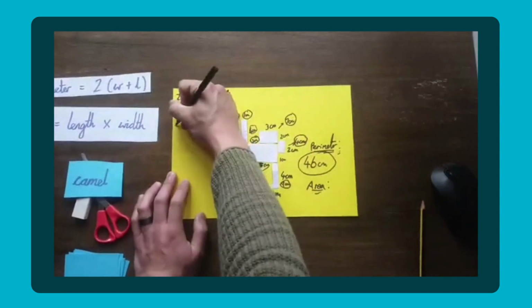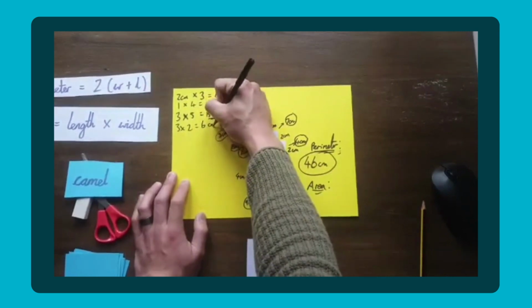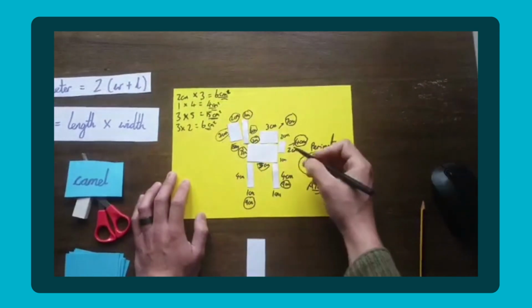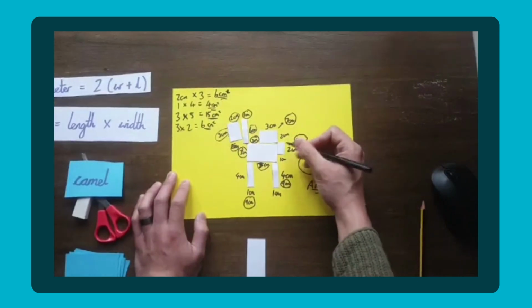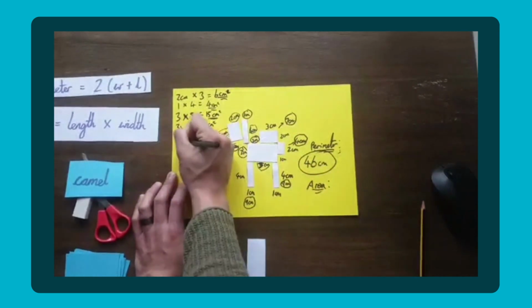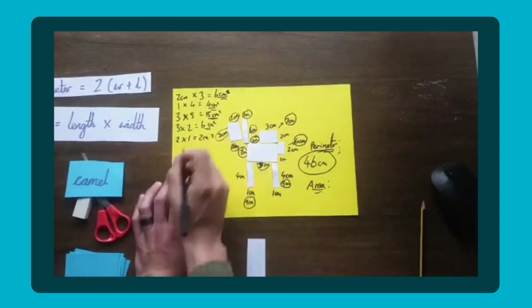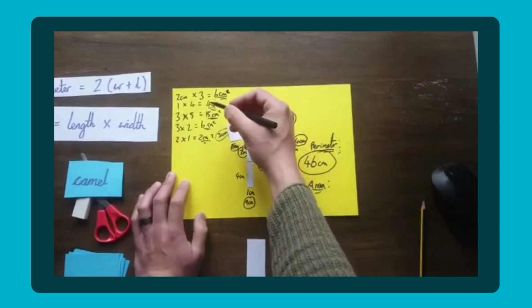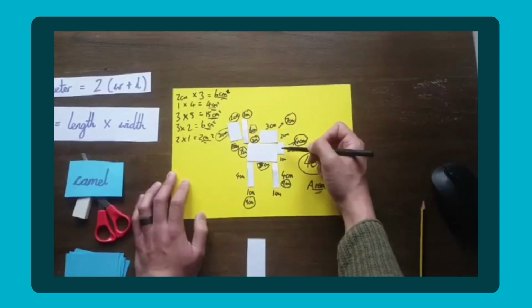3 times 2. That's the hump. That's going to be 6 centimeters squared. Let's see what's in. So that was 2. 2 and 1. 2 and 1. So 2 and 1 is going to be 2. 2 times 1 equals 2. So what have we done so far? I've done 1, 2, 3, 4, 5 shapes. That's fine. I just need to do the legs now.